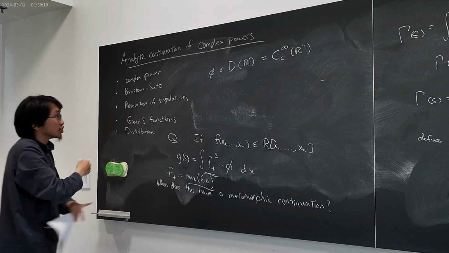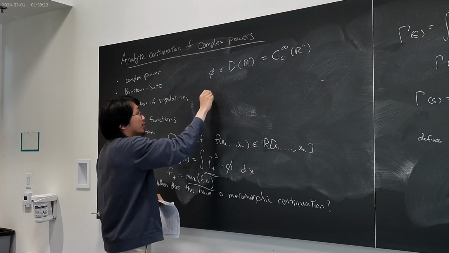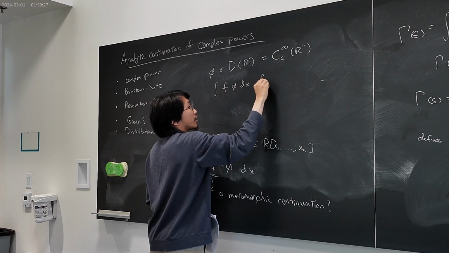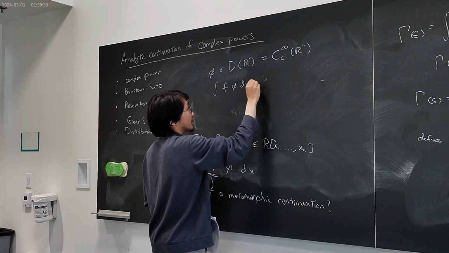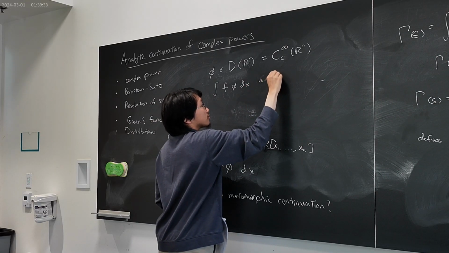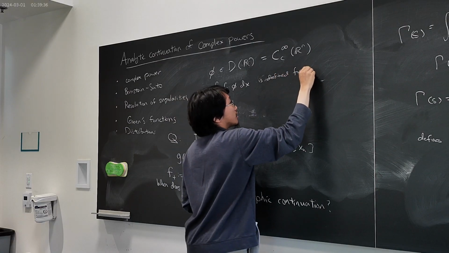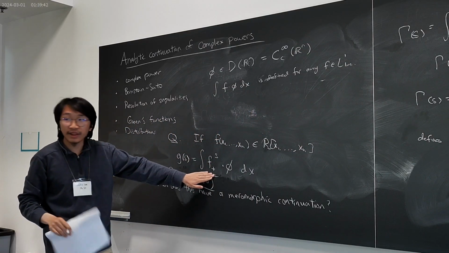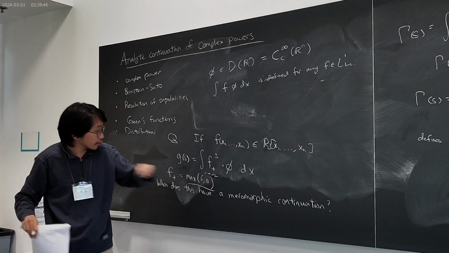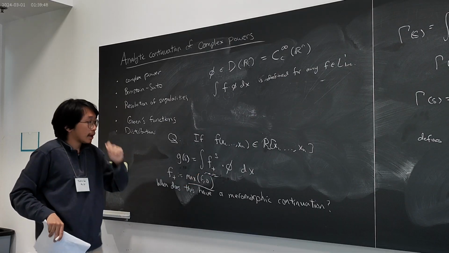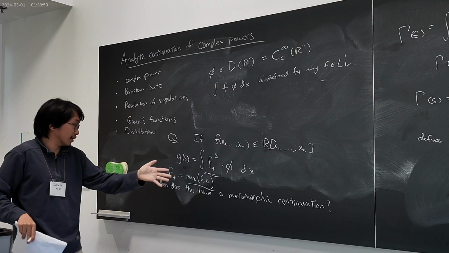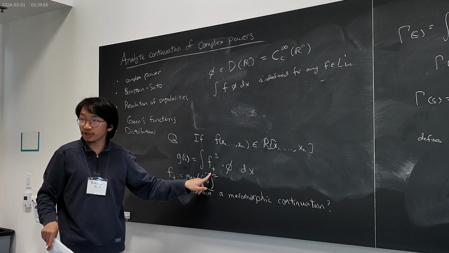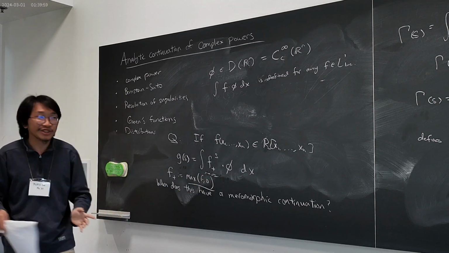These are test functions because, for example, we can integrate f times phi dx, which converges and is defined for any locally integrable function. That's our setting here, at least for values of s with positive real part. This is locally integrable. But if we continue this past s in the right half of the complex plane, then we need not be able to define this as a function. In fact, this will be a generalized function, which is called a distribution.